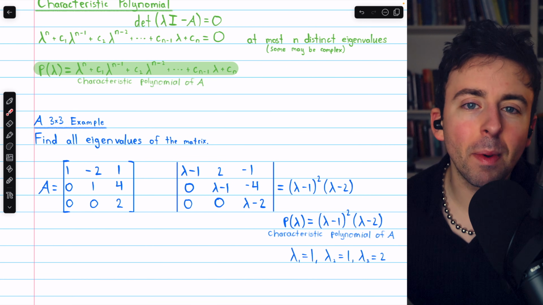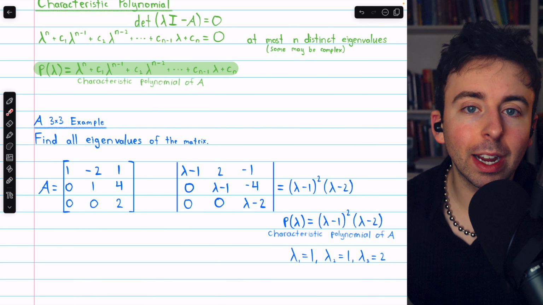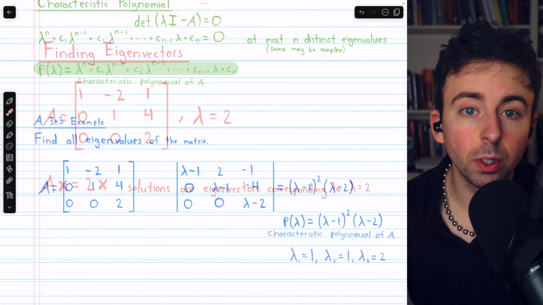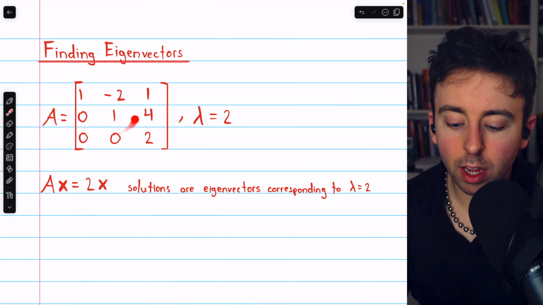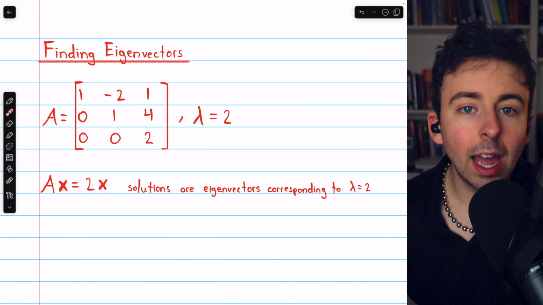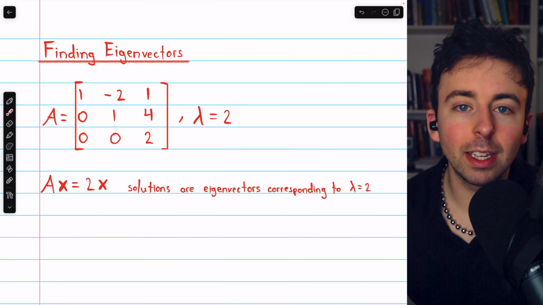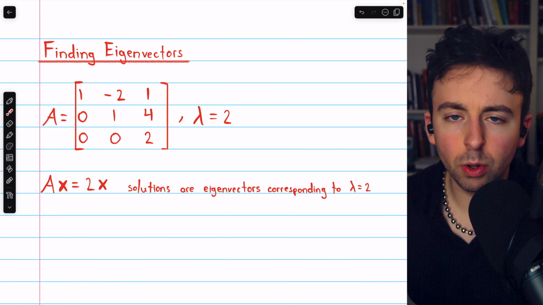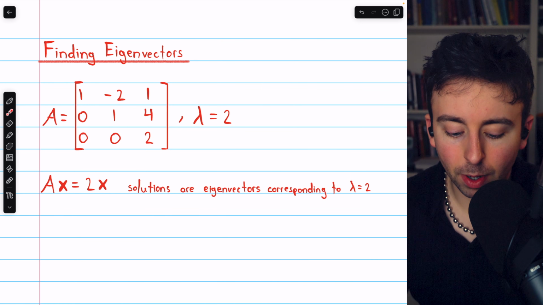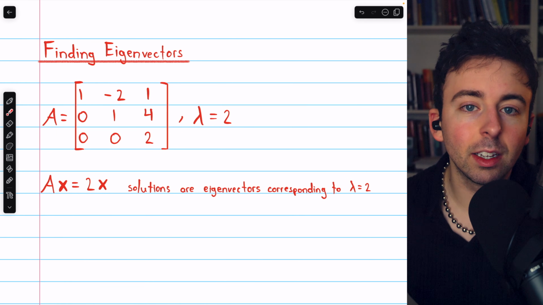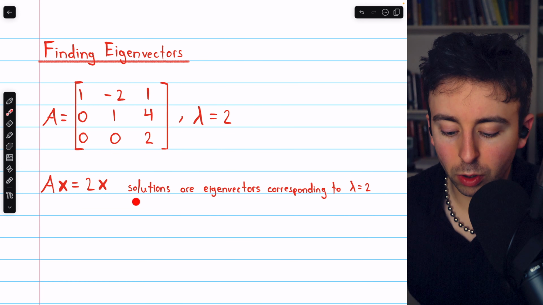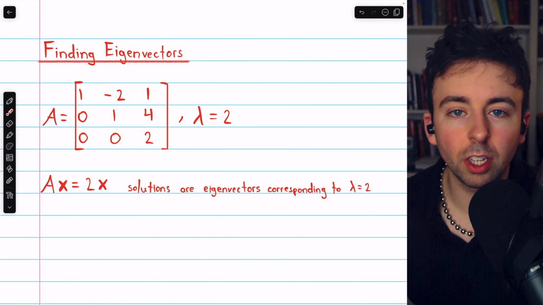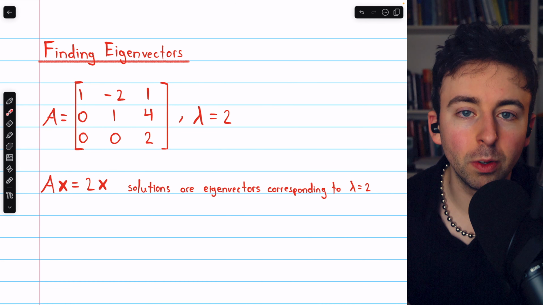Now, if we're trying to find some eigenvectors, we could find eigenvectors corresponding to 1 or eigenvectors corresponding to 2. I'll show you how to find the eigenvectors of A corresponding to the eigenvalue 2, and you can find the eigenvectors corresponding to lambda equals 1 for some practice. Now, we know that if lambda equals 2 is an eigenvalue, then Ax must equal 2x for any eigenvector x. So the solutions to this equation are the eigenvectors corresponding to lambda equals 2, at least the non-zero solutions.